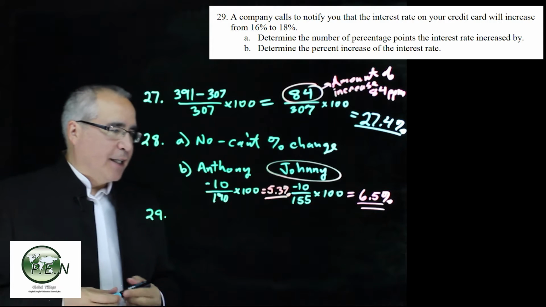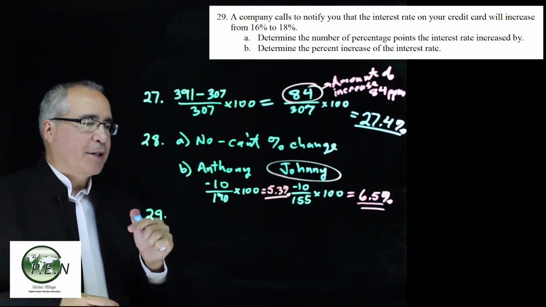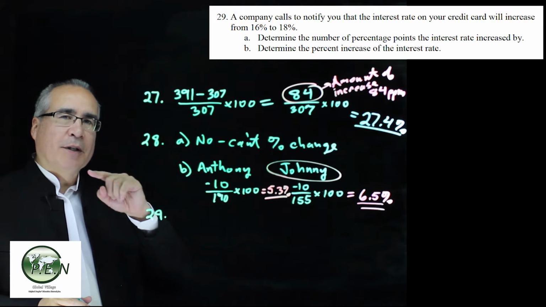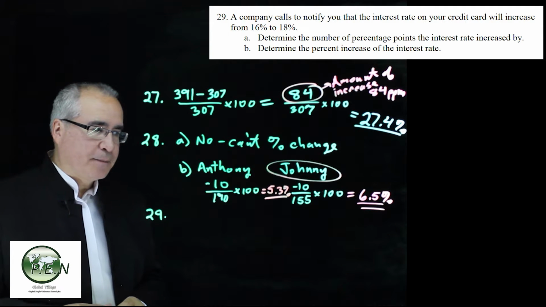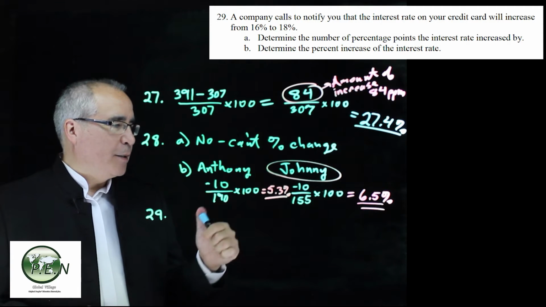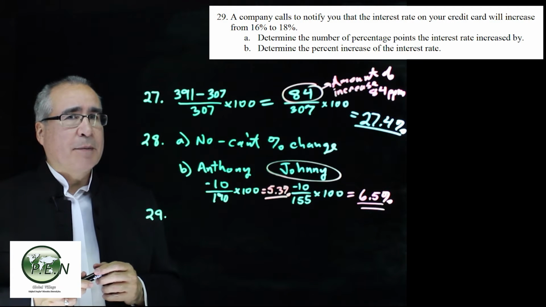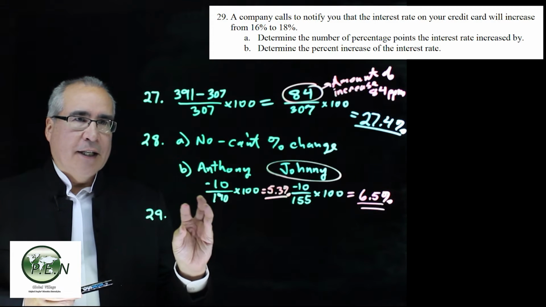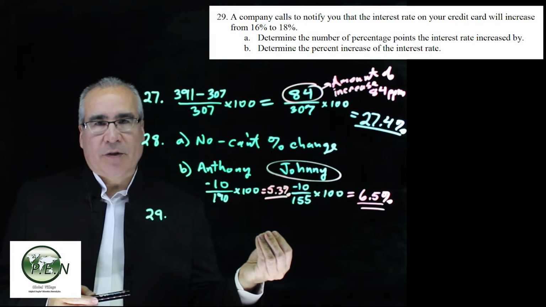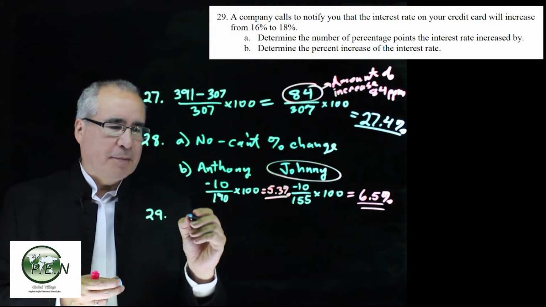29, again, an A and a B part. So let's see what they, sometimes you just blow through and read the question. A company calls to notify you that the interest rate on your credit card will increase from 16 to 18%. Determine the number of percentage points of the increase rate, and then determine the percent increase of the rate. It seems a little confusing, but we're really just doing the same thing. When we've got two percentages as the numbers we're working with, we subtract them, and that gives us the amount of change, but then there's a percent of the percent change. Does that make sense? Not much, but we'll work with this.